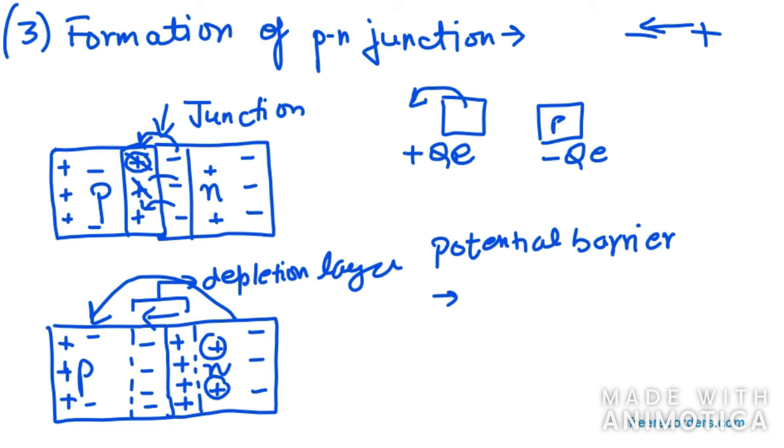Now the next thing is to reduce the barrier. For that we do biasing. We will discuss the biasing in the next video, that is forward bias and reverse bias, which is very interesting to know about.